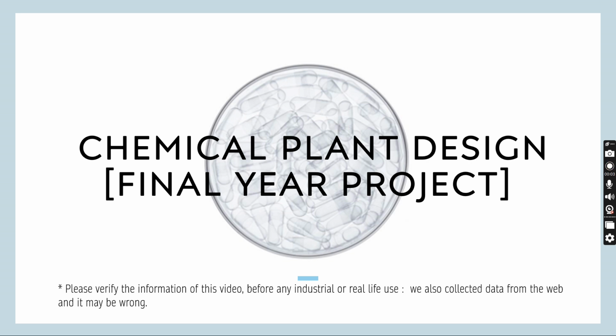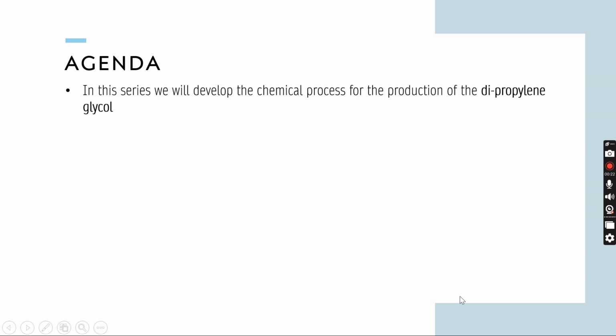Hello everyone. Today we are going to discuss chemical plant design. This is mostly the final year project for chemical engineers when they pursue their BTech. So in this series, or we can say in this project, we are going to learn how to develop a chemical process for the production of dipropylene glycol.